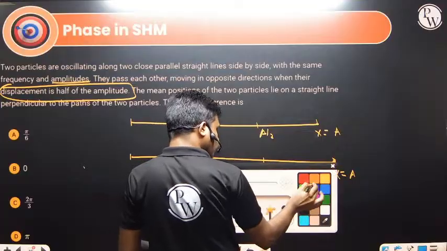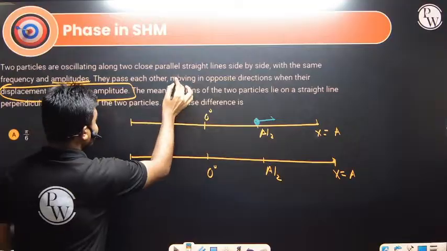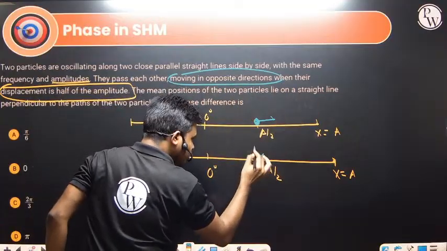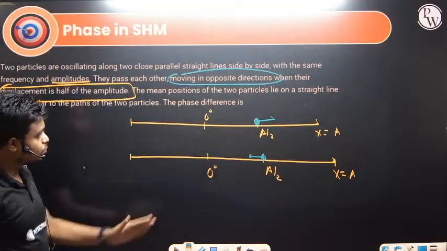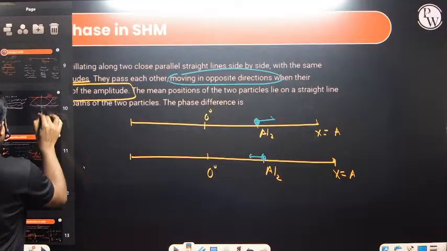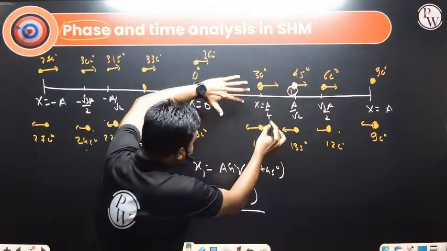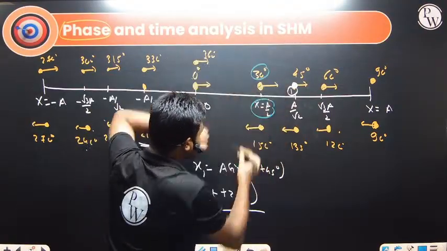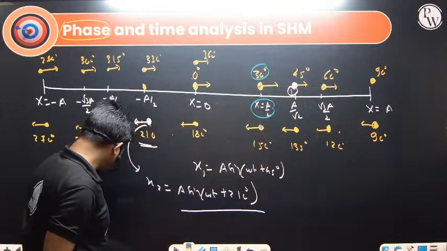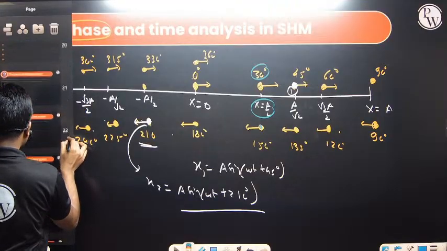So one particle is moving towards the right side as per the given question. I am not saying it, the question is saying that. They are moving in opposite directions. So one particle is moving this way and another particle is moving this way. In this particular question, just now we saw the time analysis. When the particle is at x equals a by 2, what is the phase here? 30 degree. And when the particle is coming this side towards negative x, what is the phase here? 150 degree. That is what we got, and this question is saying that only.